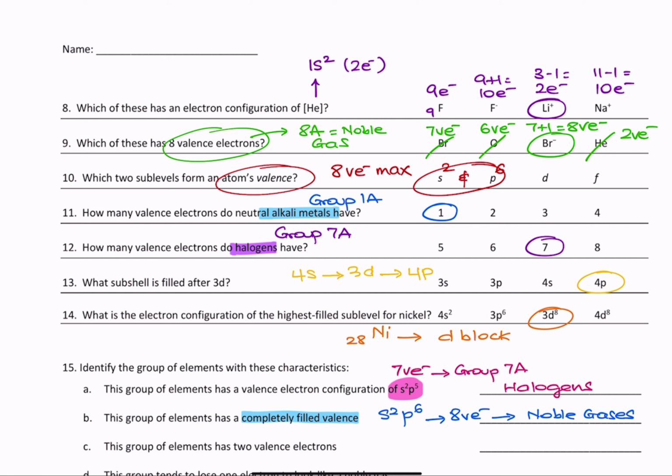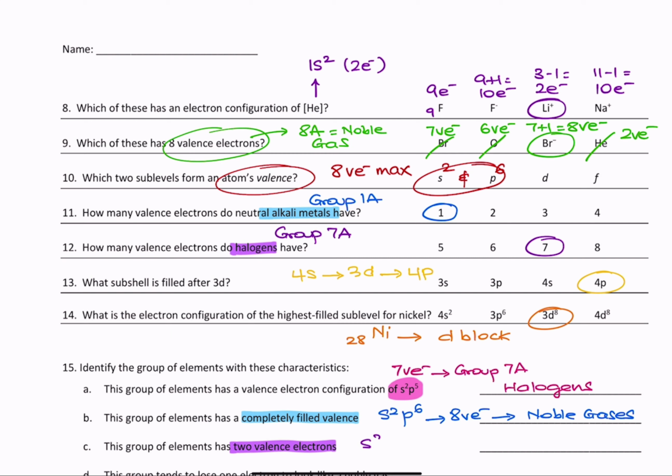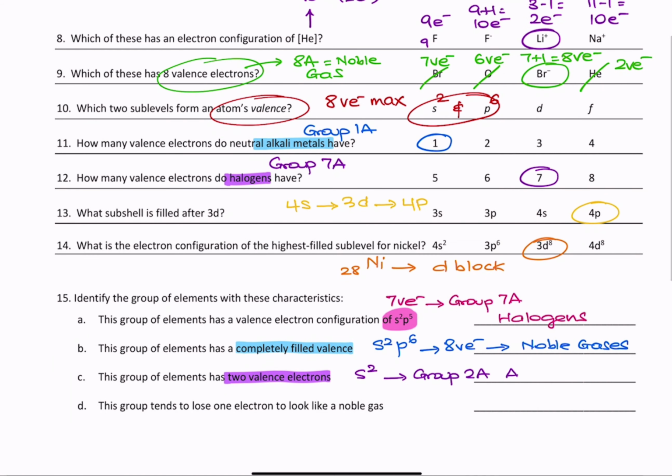This group of elements has 2 valence electrons, so we're looking at s2. 2 valence electrons means this is group 2A, and group 2A is the alkaline earth metals.